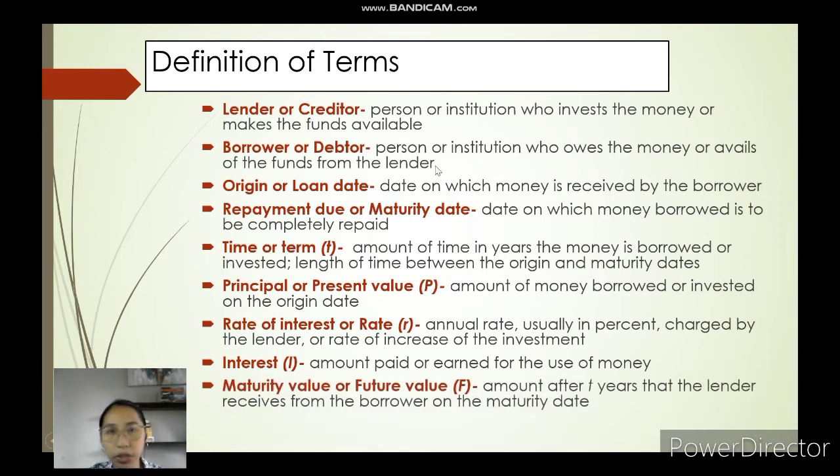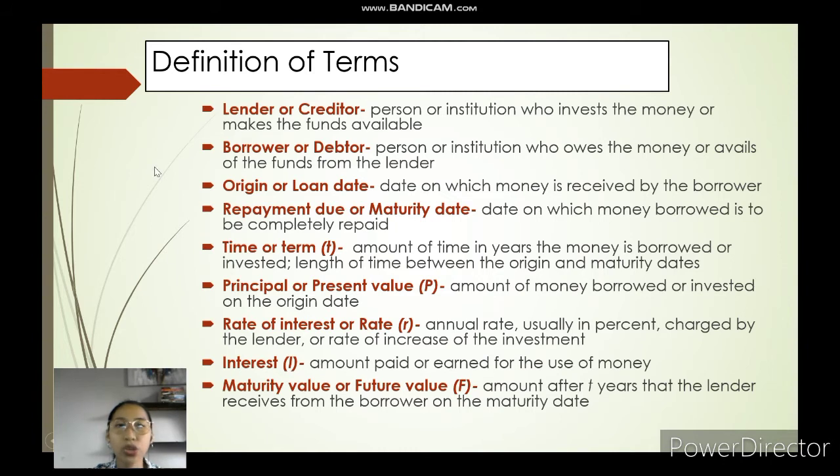Next is maturity value or future value, denoted as capital F. This is the amount after T years that the lender receives from the borrower on the maturity date. Siya ang total nga tubo plus ang imuhang principal. So, siya ang imuhang uli all in all kung nahiram ka og kwarta.